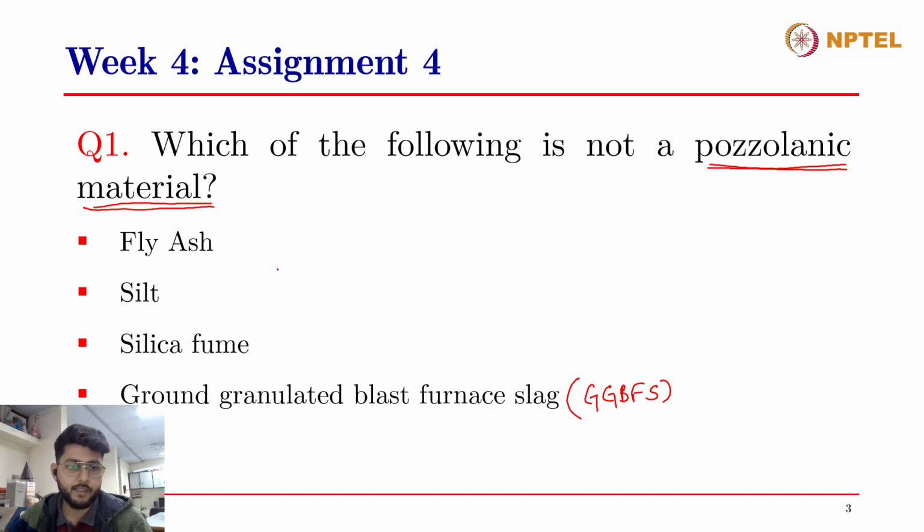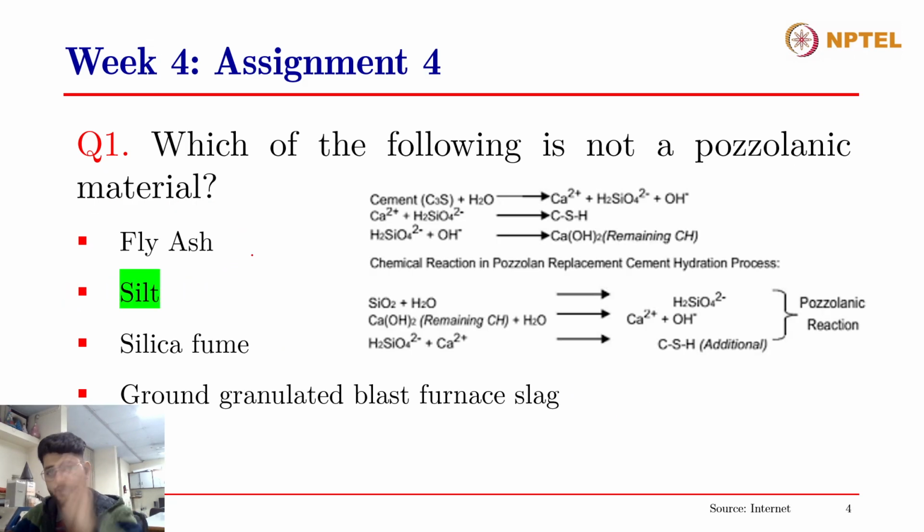All right. The correct answer to this question is silt. Silt is not a pozzolanic material. Fly ash is, silica fume is, and GGBFS is. All these three are pozzolanic materials, but silt is not a pozzolanic material. And what is a pozzolanic material? To answer that question, we need to understand what reaction makes a material pozzolanic in nature.